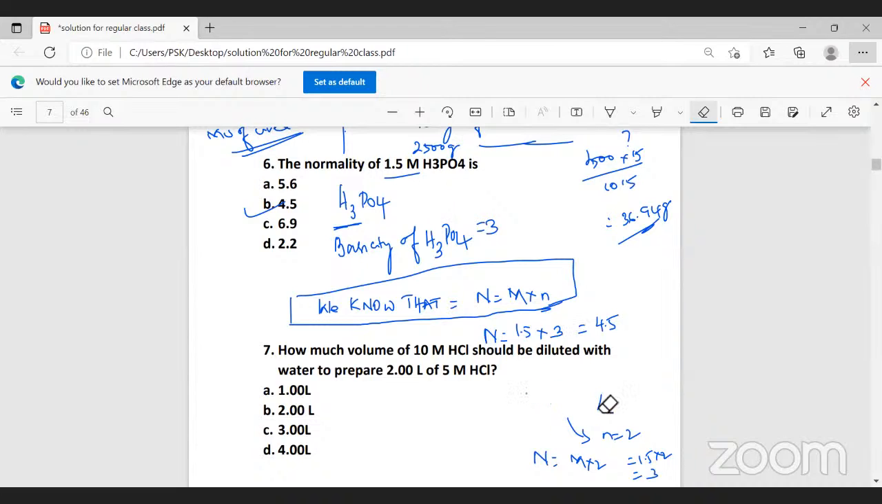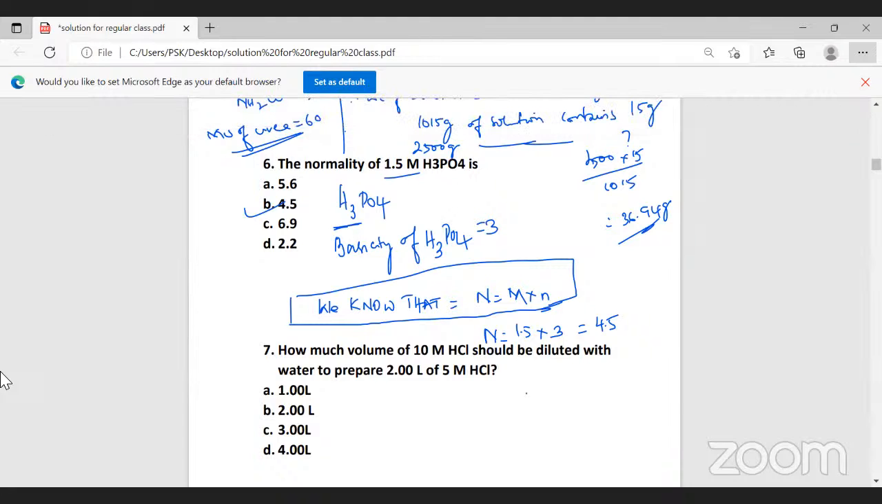All right, the next problem. How much volume of 10 molar HCl should be diluted with water to prepare 2 liters of 5 molar HCl?